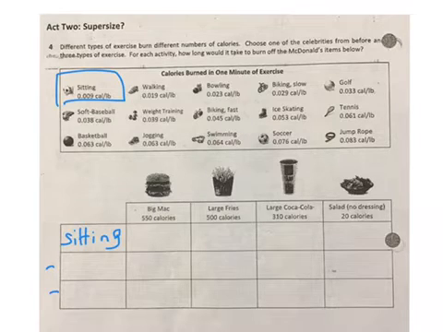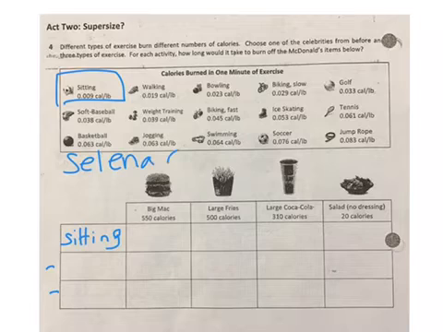this box and you'll figure out how much the Big Mac, the large fry, the large Coca-Cola, and the salad with no dressing. You'll figure out how many minutes they have to exercise. I'm going to pick Selena Gomez. And if you recall, she weighs 125 pounds. So there isn't room to figure out and do the math on this chart or this page, so we're going to go ahead and go to our journal.